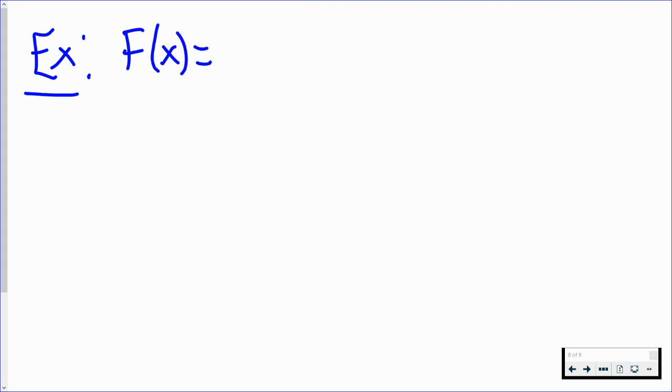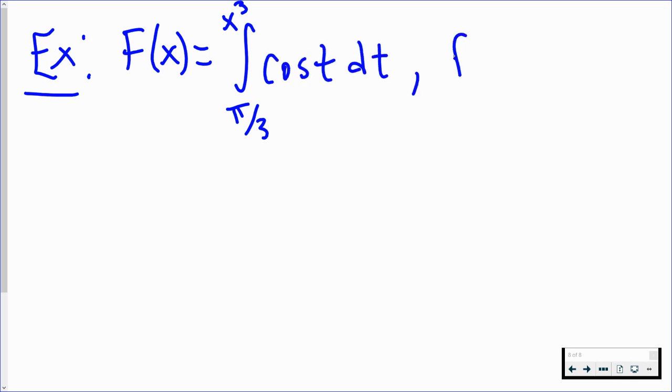Say f of x is the integral from pi over 3 to x cubed of cosine of t dt. And we want to find f prime of x.